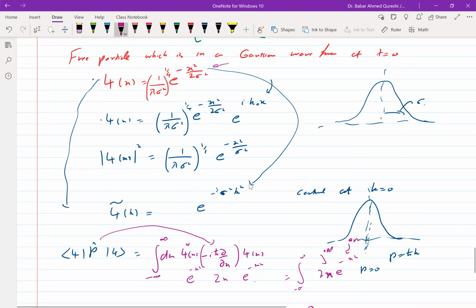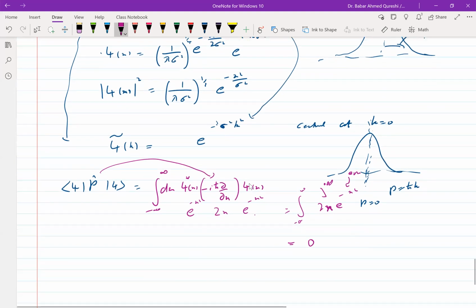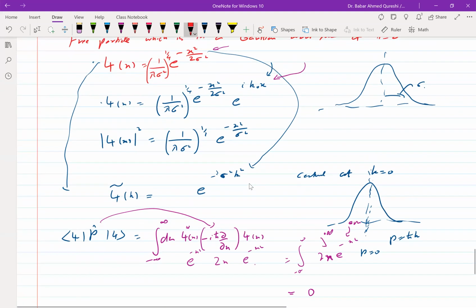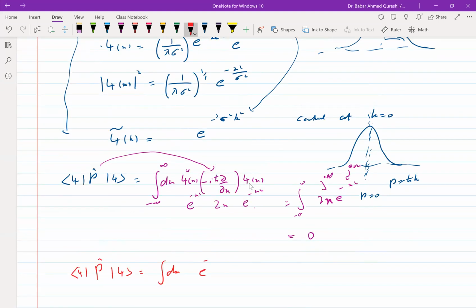On the other hand, if I act on this guy, where you have this Gaussian, I'm just leaving out the constants.